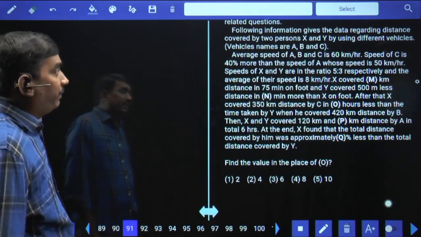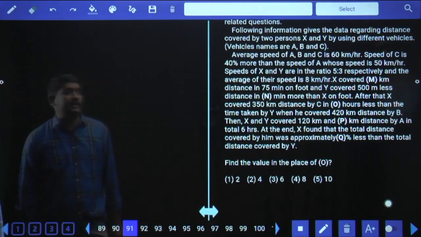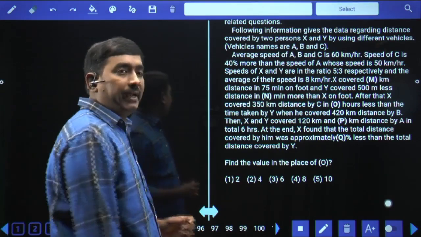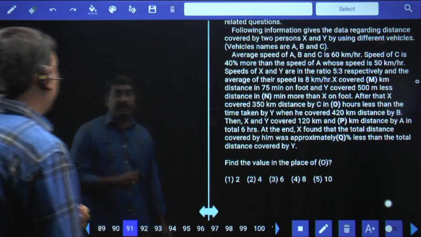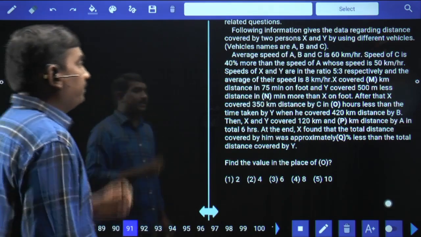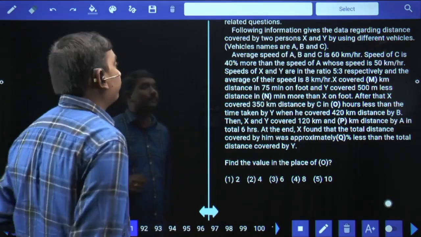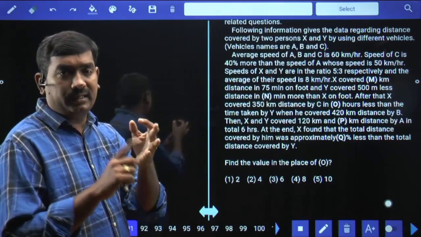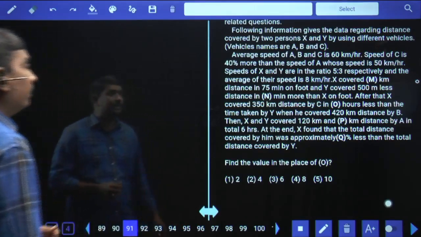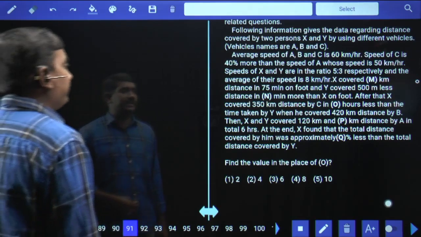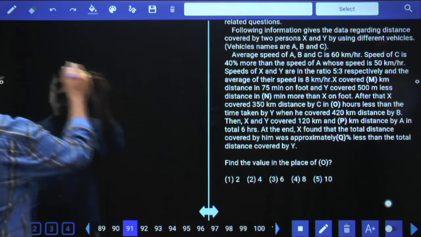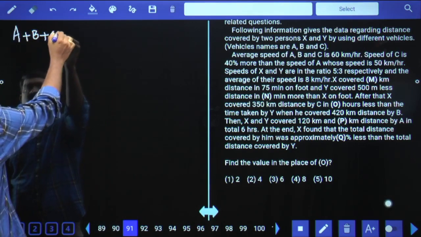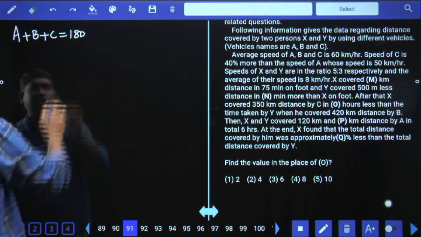Following information is given, the data regarding distance covered by two persons X and Y by using different vehicles. The vehicle names are A, B and C. There are two persons X and Y, and three vehicles: vehicle A, vehicle B, vehicle C. The average speed of A, B, C is given as 60 kilometers per hour. Average speed 60 means the total speed is 180 kilometers per hour.